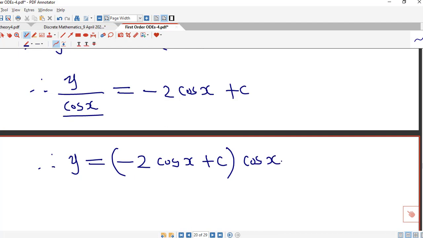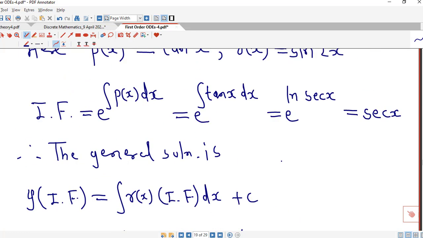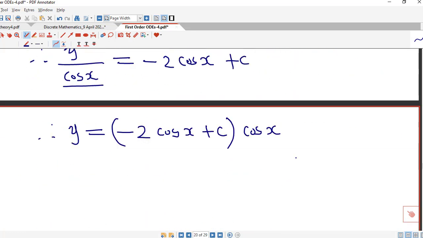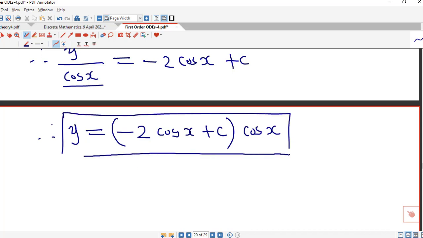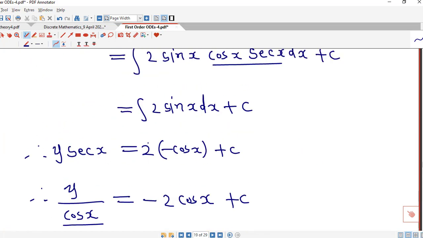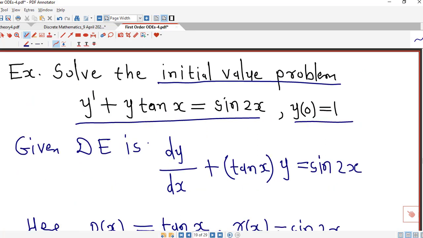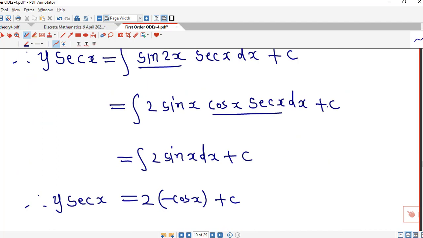Now we use the initial condition. Here this is the general solution. Here c is an arbitrary constant. So using this general solution, we have to find the value of the arbitrary constant c. For different values of c, we have different solutions y given by this formula. Among those solutions, we are interested in that solution which satisfies this condition, that is when x equal to 0, y equal to 1.